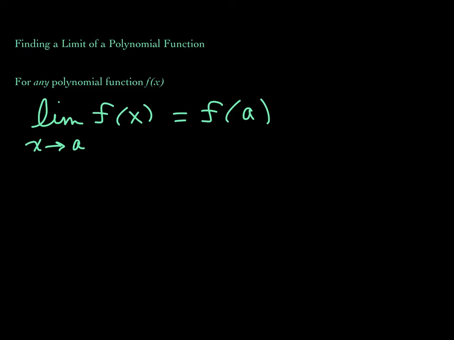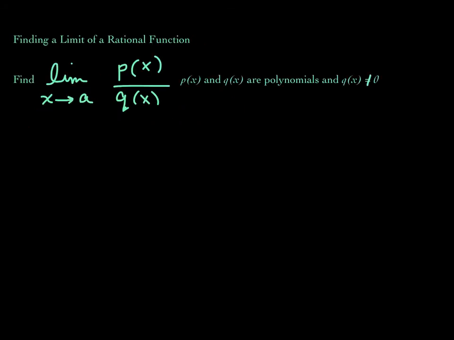All right, let's look at another kind of function. Okay, they want us to find the limit of a rational function. Now remember, by definition, a rational function is the quotient of two polynomials. So here, p of x and q of x are polynomials. That's what I've written here. And of course, we don't want this undefined. So q of x is not equal to 0.